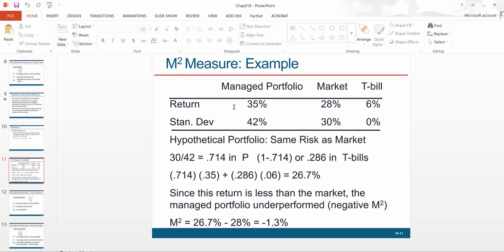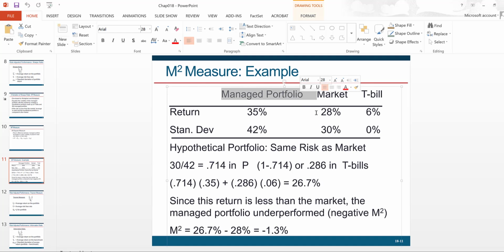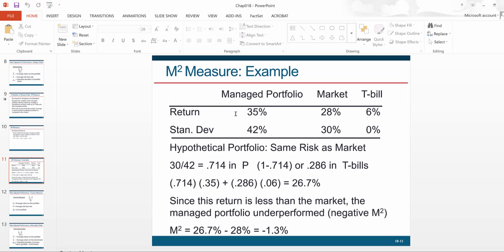So I'm going to go straight to the example to illustrate how this M2 technique works. Okay, so these are the numbers that we are looking at. We have the managed portfolio, the one that we are evaluating, right? Its return over the past time period, whatever that time period might be, is 35% with 42% standard deviation. The benchmark is the market portfolio. Market portfolio over that same time period has a return of 28% and a standard deviation of 30%. So you can see that this portfolio that we are evaluating has higher return but also higher risk, right?